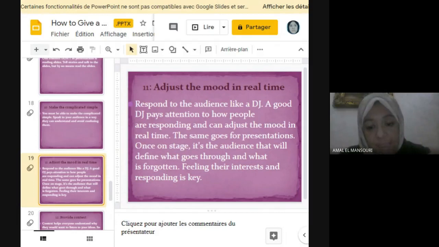So there are so many non-verbal cues that will help you. If you understand these cues, you will be able to adjust the mood in real time to have a successful, and appropriate presentation.